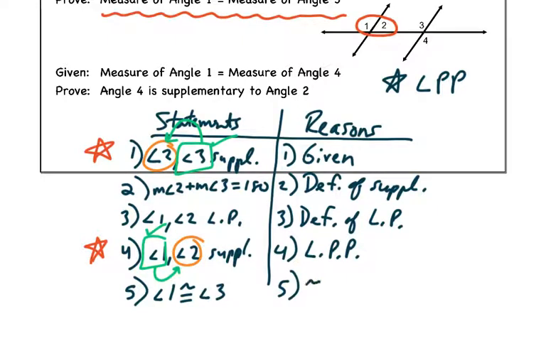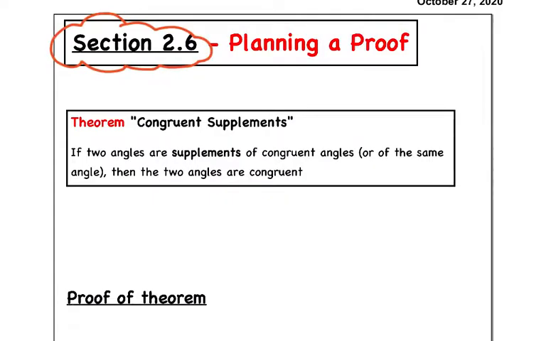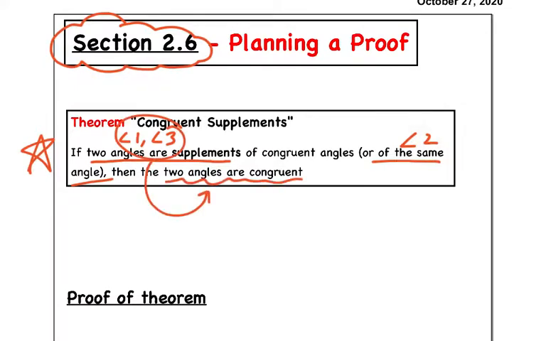Why? By the congruent supplements theorem. Yay! And let me review that with you one more time. We know that angle 1 is supplementary to angle 2. Angle 3 is also supplementary to angle 2. And we just learned in that supplements theorem that if two angles are supplements of the same angle, here I'm talking about angle 1 and angle 3 are both supplements to the same angle 2, that's what we just showed, then these two angles have to be congruent.